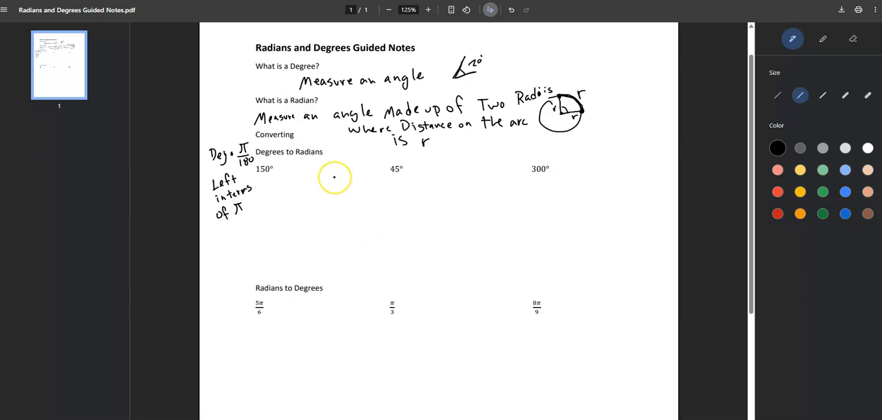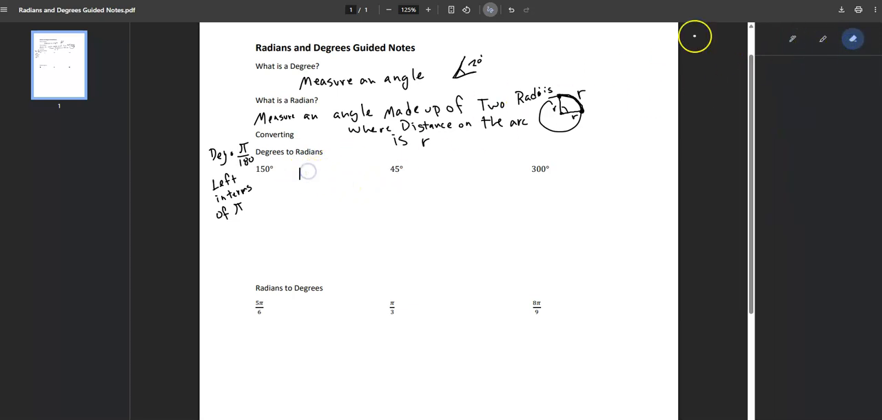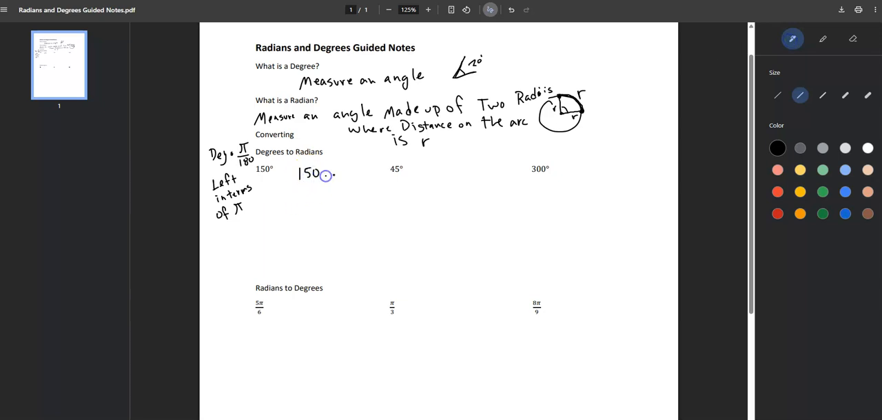So when I go to do this, I've got 150 degrees. I take the 150, and I'm going to times it by pi over 180. But if I just plug that in, it'll give me a decimal. So what I want to do is take 150 over 180 and simplify it. That simplifies to 5 over 6, and I leave the pi with it. This is what we mean by in terms of pi. That's how I convert, just like if I want to know how many inches are in 3 feet, I just go 12 times 3. Okay?